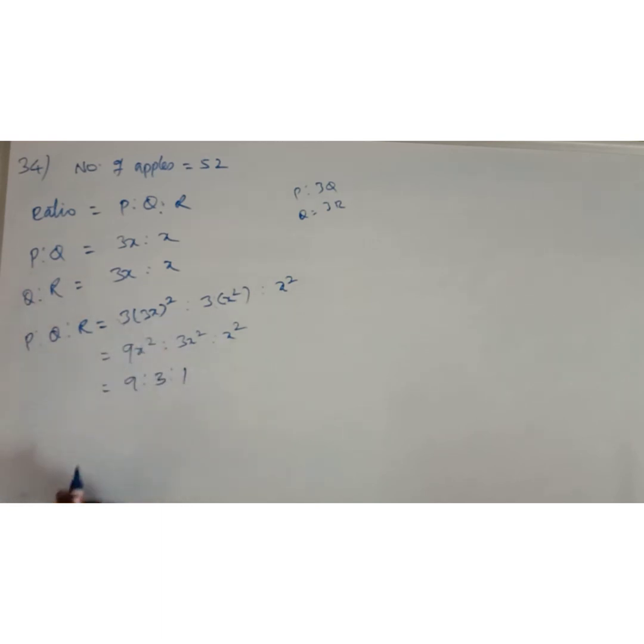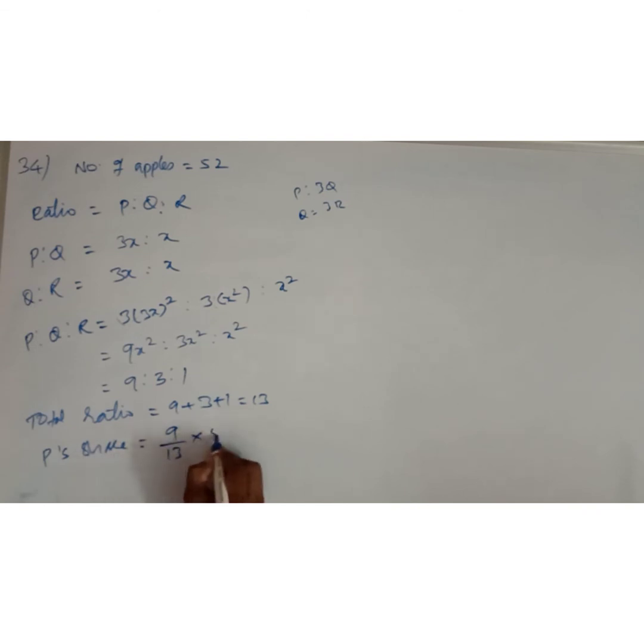The total number of apples is 52. Then what will the total ratio be? Total ratio is equal to 9 plus 3 plus 1 is equal to 13. So I am going to calculate the shares. P share is equal to 9 by 13 into 52. 13 fours are 52. That is 36 apples P has to get.